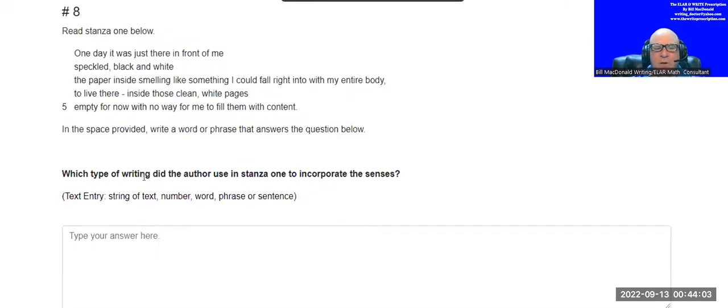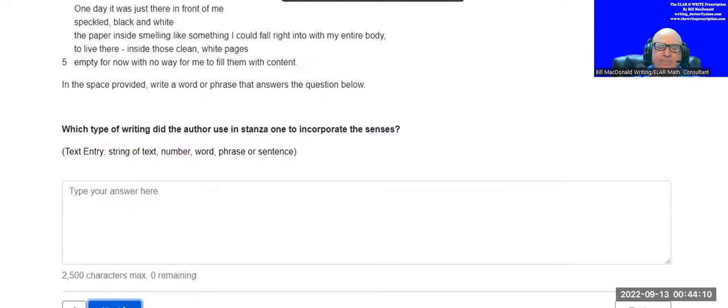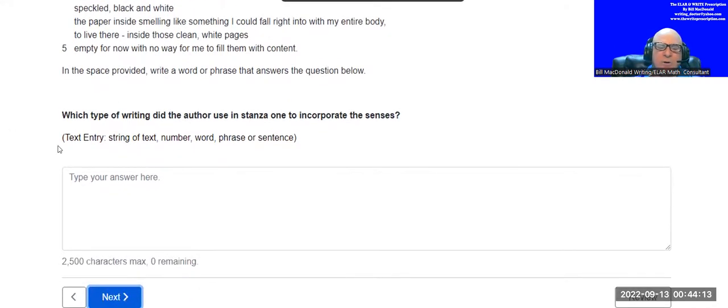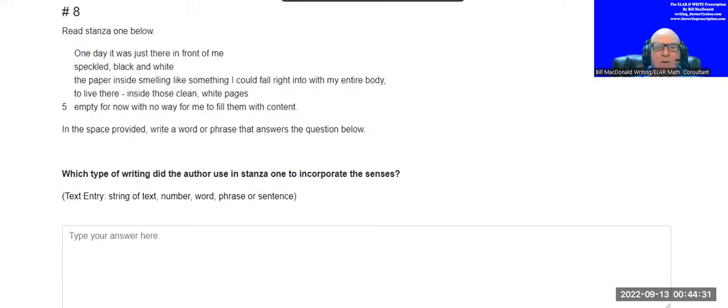Our next response type, it's text entry. So it's sort of like a mini version of the short answer or the extended essay. You have a string of text, a number, a word, a phrase, or a sentence that you would type there. Let's see what the question is so we can know what to type. In the space provided, write a word or phrase that answers the question below. Which type of writing did the author use in stanza one here, to incorporate the senses?